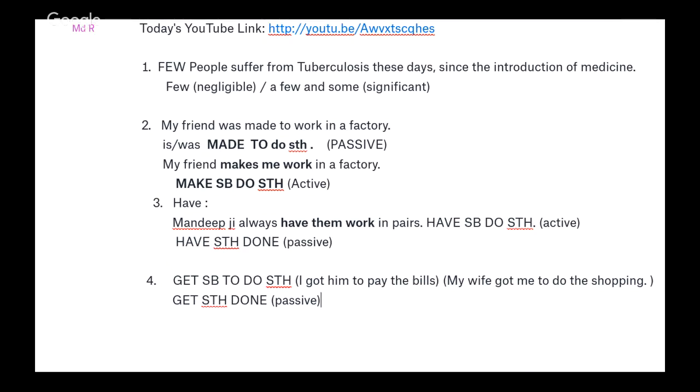जिसको clean करना है, that comes first. Can you get the car clean? माने किसी और से करवाओ. हिंदी में क्या हुआ? किसी और से करवाओ.